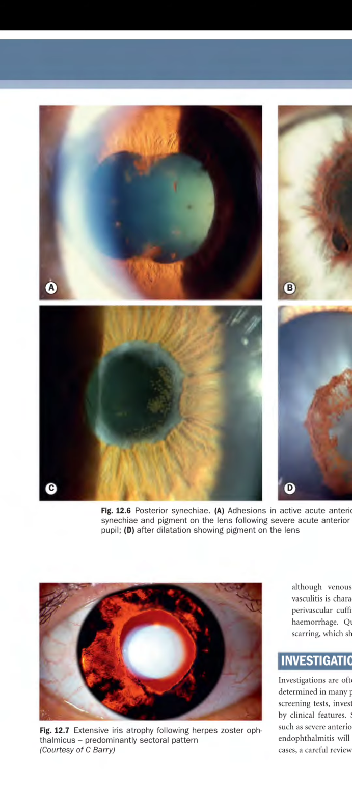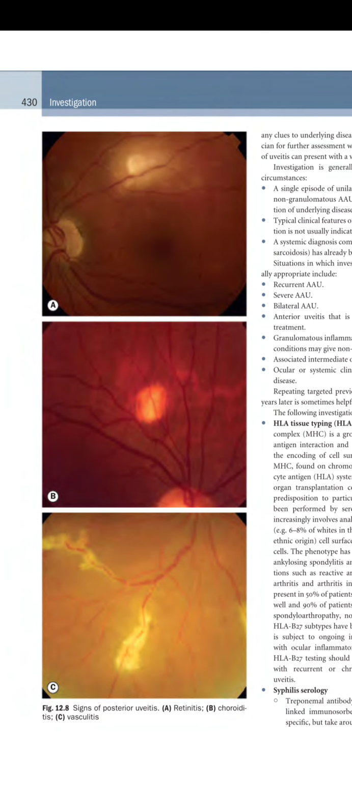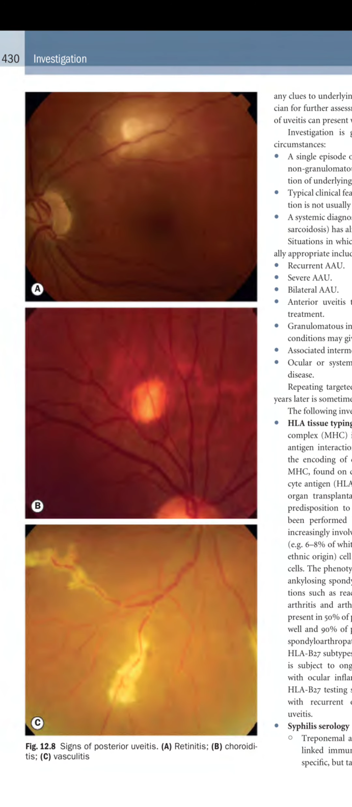Figure 12.7 shows extensive iris atrophy following herpes zoster ophthalmicus, with a predominantly sectoral pattern. Figure 12.8 is showing the signs of posterior uveitis. A is showing retinitis, B is showing choroiditis, and C is showing vasculitis. So in this case vessels are involved, and along with that lesions are involved. This is a yellowish nodule and this is a whitish lesion.